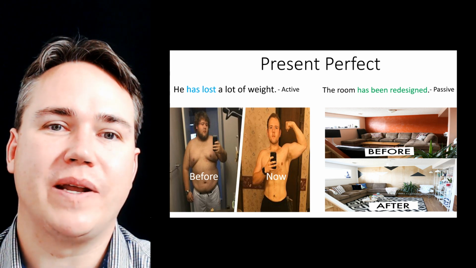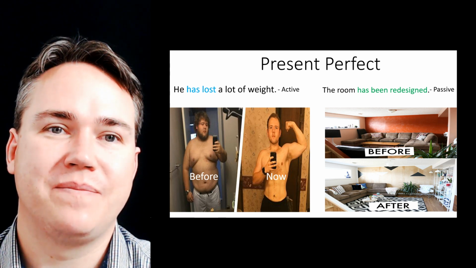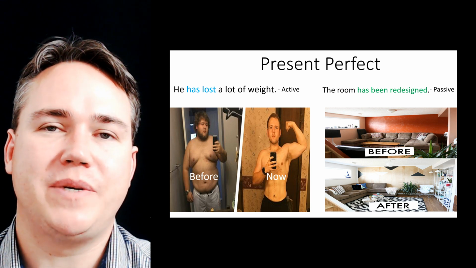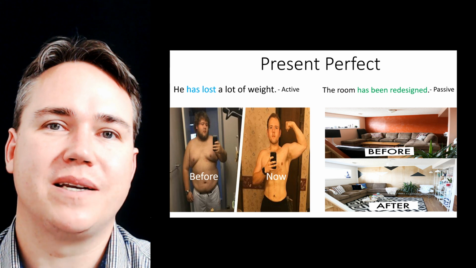So in the first one, the active one, we're talking about a person and their actions. But in the second one, we're talking about an object and the result on that object.